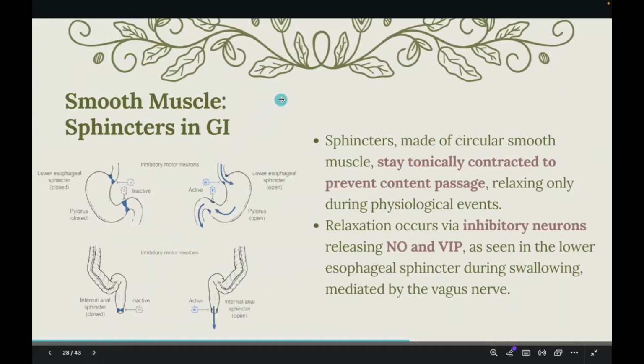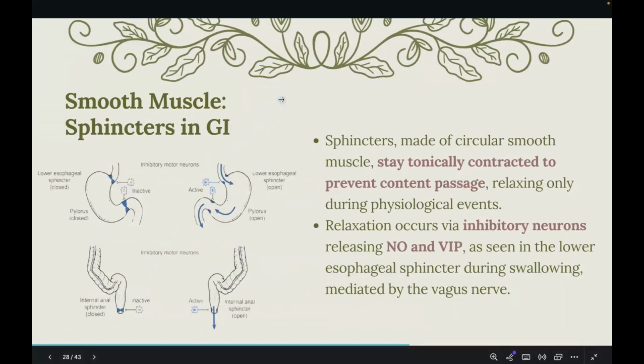Now there is a specific part that's very unique about the GI, which is its sphincters. The sphincter is basically, I want you to think of it as a circle of muscle.